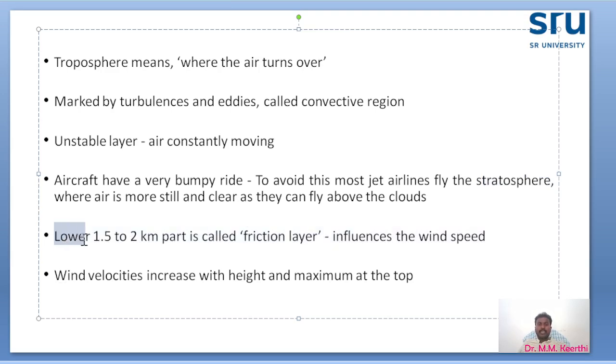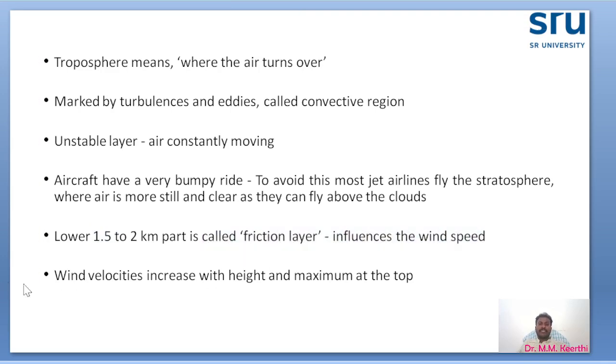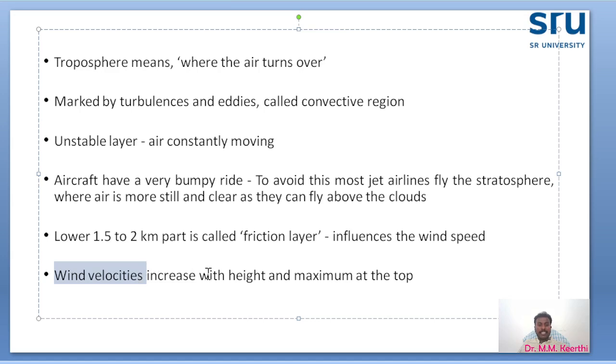In this troposphere region, the lower part, almost 1.5 to 2 kilometer, is called the frictional layer. This layer is called the frictional layer because here the wind speed is influenced by friction, which is greater here. So from the earth surface to 1.5 to 2 kilometer, that layer is called the friction layer.